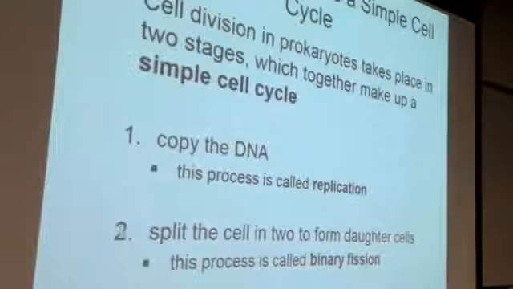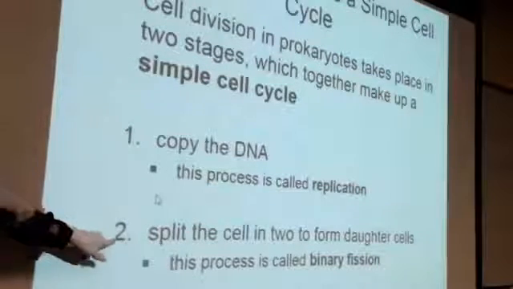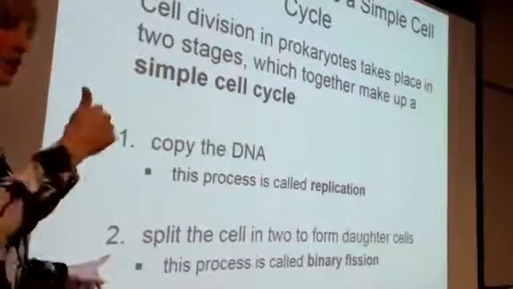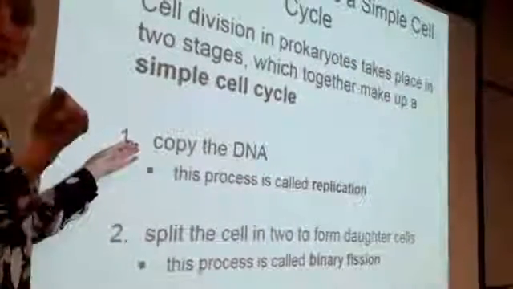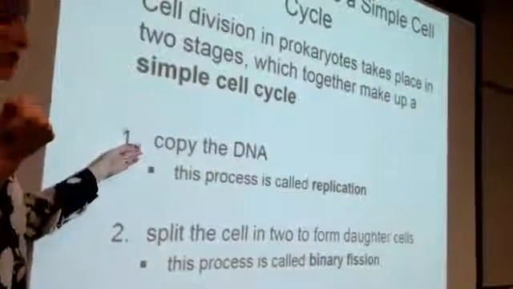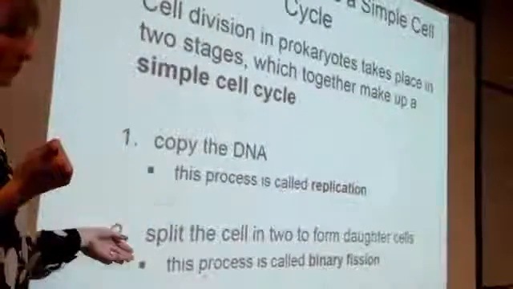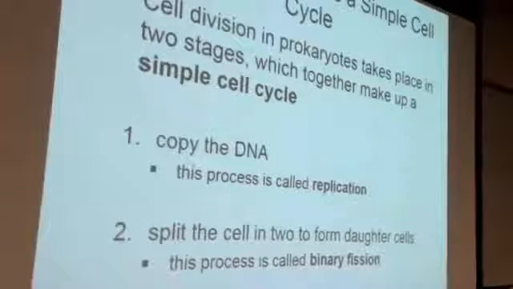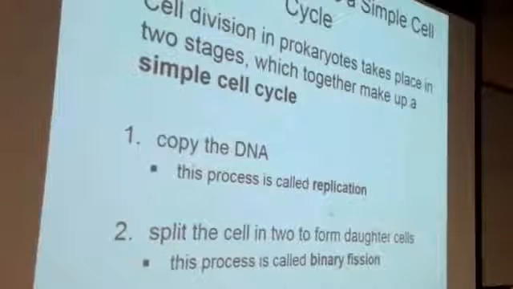And then make this number 3. It splits. Make number 2 right here, number 3. It splits. So number 1, making an extra copy of DNA. So now there's 2 copies. Number 2, it grows bigger. And number 3, it splits in half so that we have 2 new cells. That process is called binary fission.